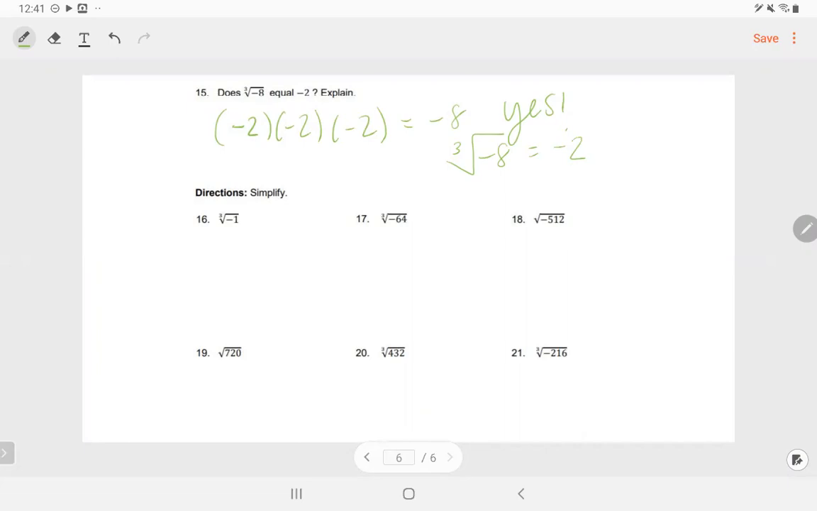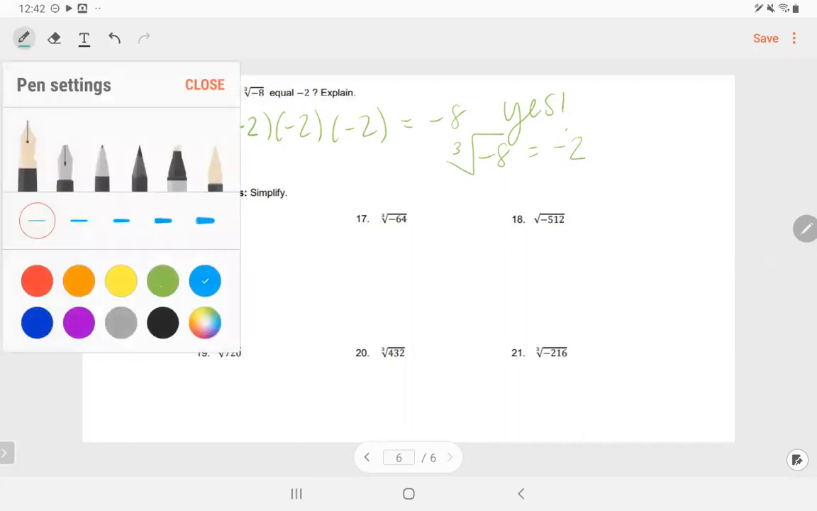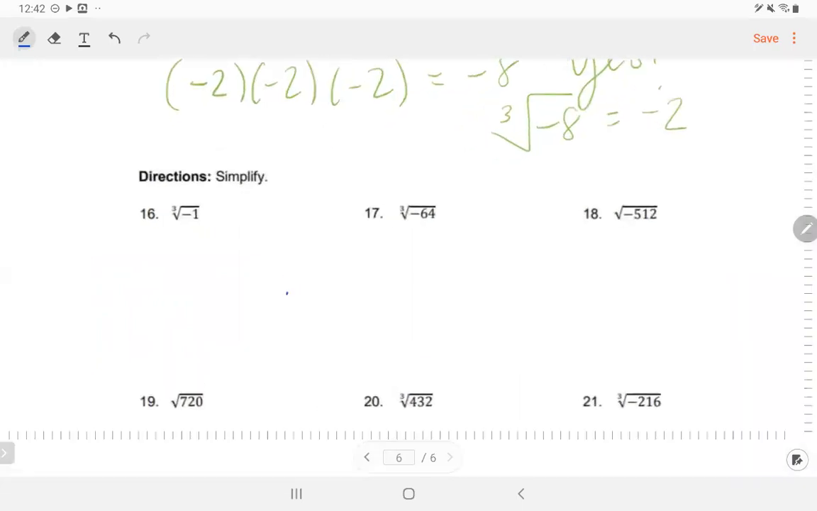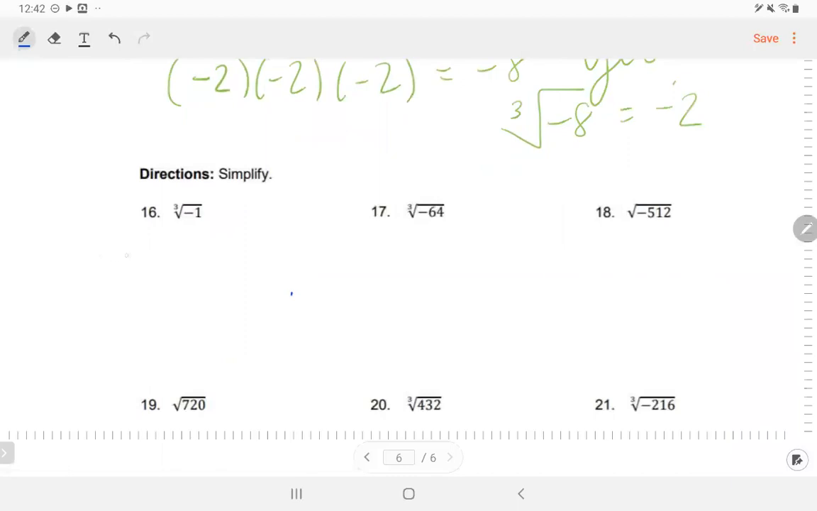So now it's going to ask us for some more simplifying of negative numbers. So if I'm going to take the cube root of -1, this is just going to be -1, because -1 times -1 times -1, this will be +1 times -1. It will still equal -1.